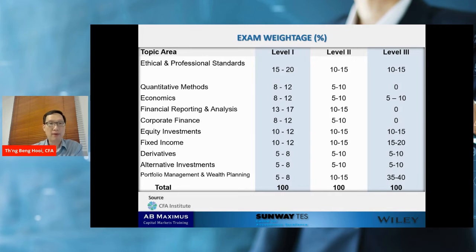For Level 1, it used to be a fixed percentage, but starting from 2020, that has become a range. So this is something new, but more for Level 1 candidates. This gives the examiner the flexibility to juggle the number of questions among the different topics.